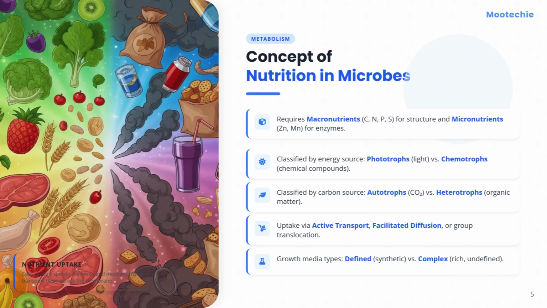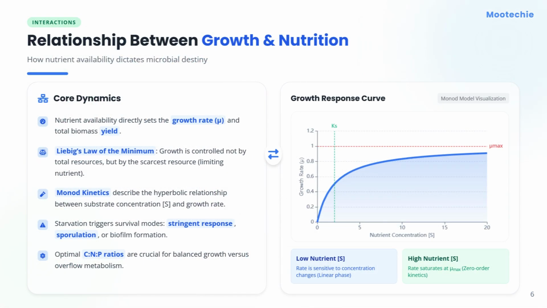We classify microbes based on their energy source. Phototrophs use light, while chemotrophs use chemical compounds. They're also classified by carbon source. Autotrophs fix carbon dioxide, and heterotrophs rely on organic matter. Nutrients are taken up through mechanisms like active transport, facilitated diffusion, or group translocation. And to grow them in the lab, we use different media types like defined or synthetic media and complex or rich media.